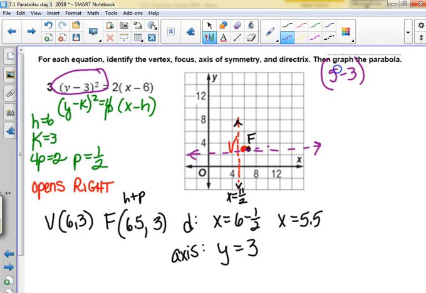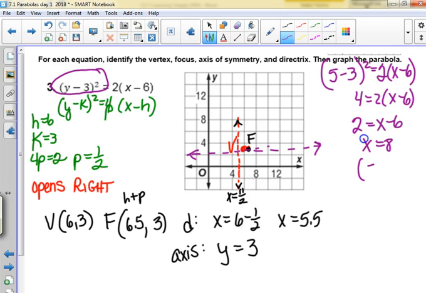5 minus 3 squared equals 2x minus 6. Okay, 5 minus 3 is 2, squared is 4. If we divide by that 2, we get 2. X equals 8. So what did we put in? We got out X is 8 when we put in a 5. So 8, 5. That's not even close to 5. Eight, this is 2, 4, 5 would be right up in there, right?